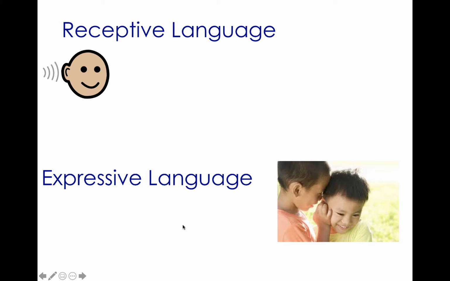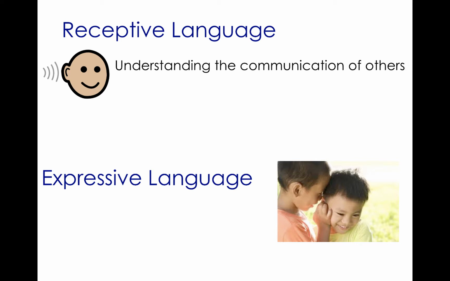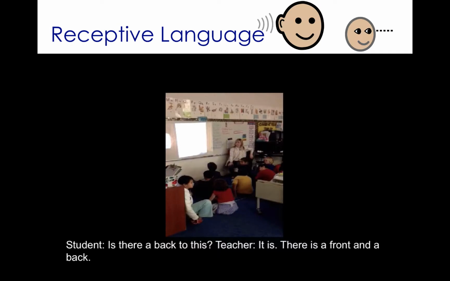So, again, when we're looking at language, we're also looking at two strands, receptive and expressive. Receptive language refers to the student understanding the communication of others, and then expressive is the opposite. It's the ability to communicate your own thoughts and ideas.